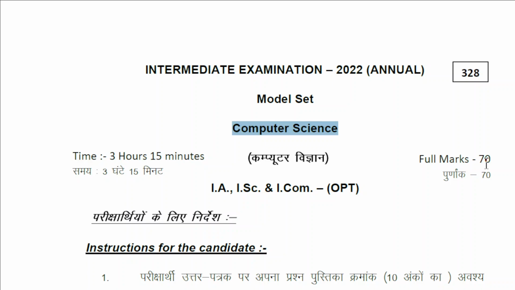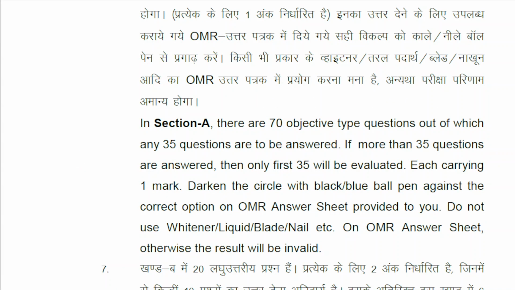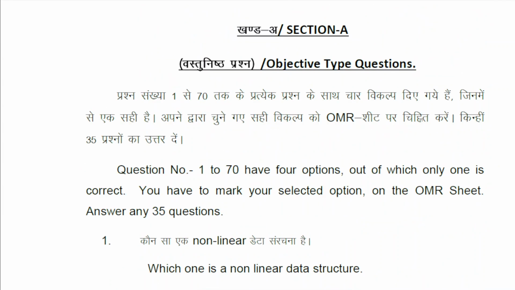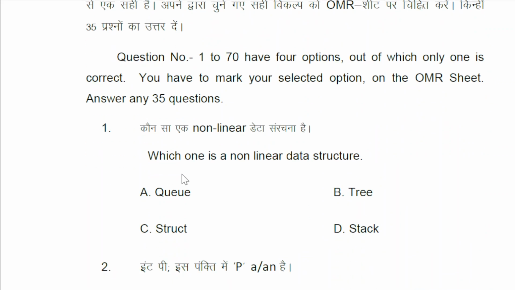So we have a total of 70 questions. We will try to complete half of them, like 35 questions, from here. So let's start. The first question is: which one is a non-linear data structure?